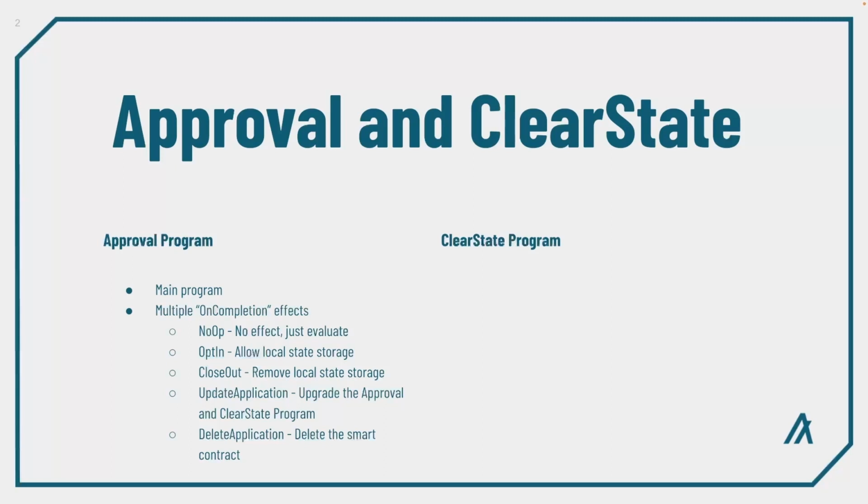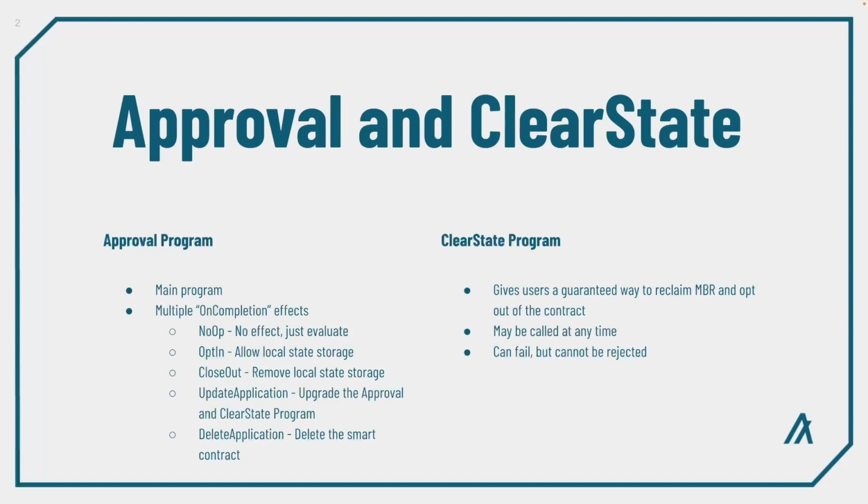The ClearState program, however, has a very specific use case and can be called when a user who is opted into the smart contract wishes to forcefully close out, reclaiming any minimum balance requirement that may have been allocated for local state storage. Whilst the TEAL within the ClearState program can still fail, the transaction itself cannot and will be committed to a block and remove any local state from the user's account.